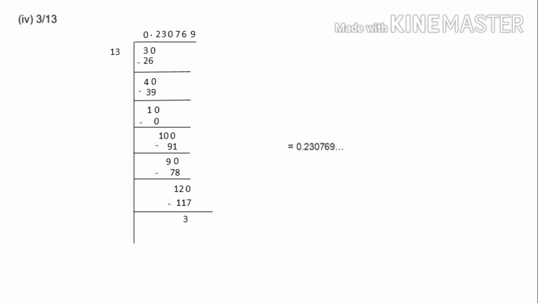Means we can write the answer as 0.230769 etc. Means the digits 2 3 0 7 6 9 are repeating regularly. That is equal to 0.230769 bar. The bar means that 230769, these many digits are repeating regularly. Therefore, it is a non-terminating and repeating decimal.